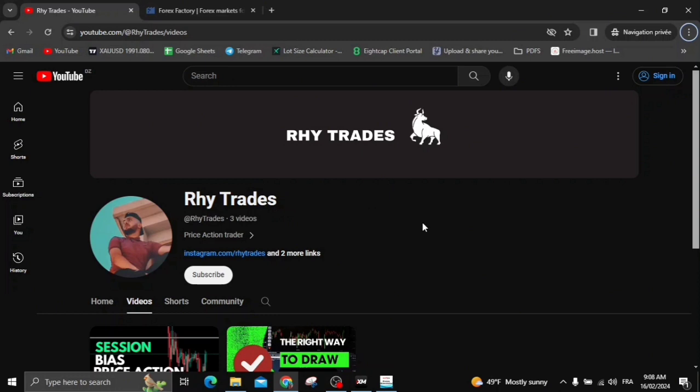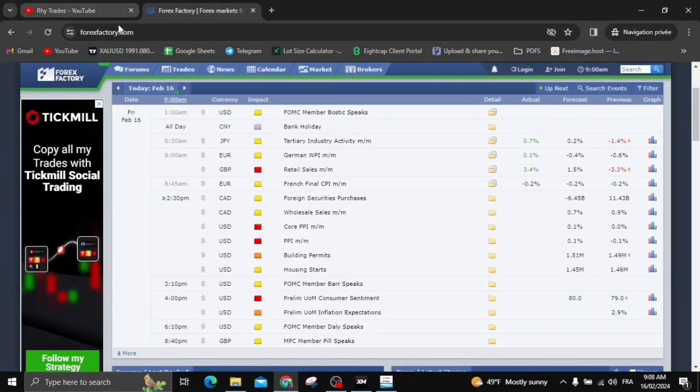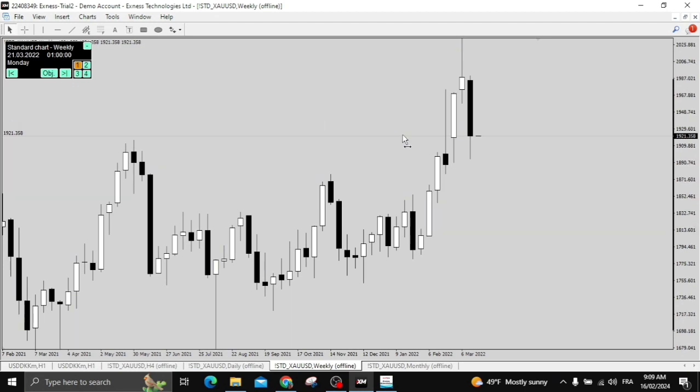Before I start looking at the weekly time frame, I of course look at the website forexfactory.com. Forexfactory.com shows you the main news events that are going to affect the market during the whole week. If you are trading a certain time or session, you need to understand that this news is going to have a huge impact on how the markets move. So you need to have a look before you start your week, and then you start looking at the charts and doing your analysis.